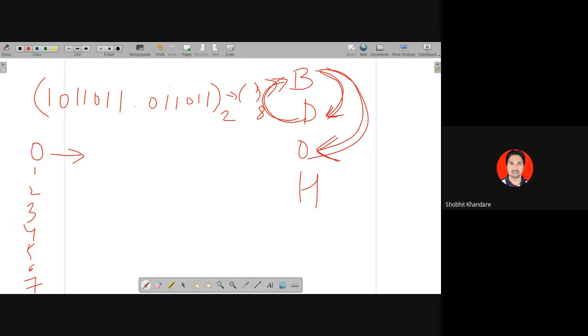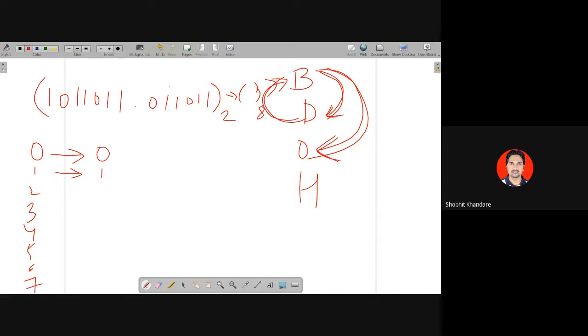Now tell me one thing. If I have to represent this 0, how many bits would I require in binary? Only one. If I have to represent 1 in binary, how many bits do I require? One. Tell me that binary number. Yes, it is 1.